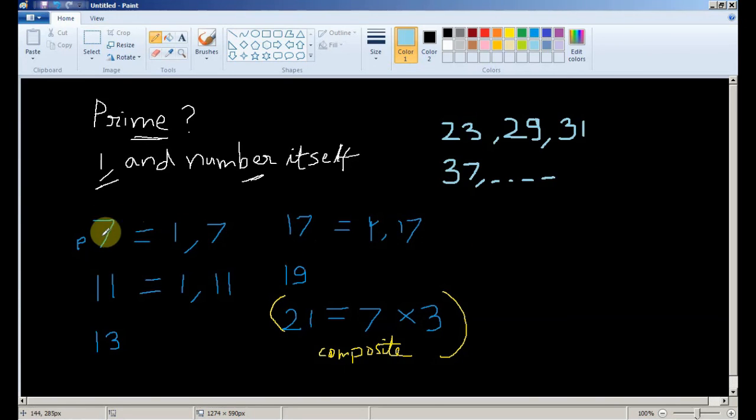A prime number is one which has only the factors 1 and the number itself, no other factors. I hope you learned something today.